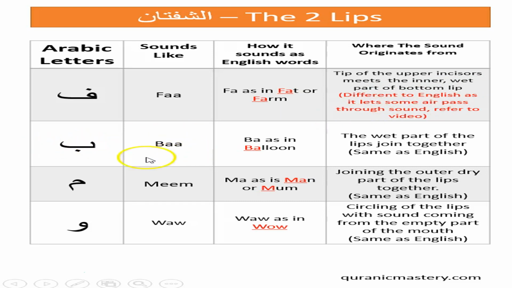The next letter to be pronounced from the lips is ba, exactly the same as English. There's no difference at all. And the next one is mim, again exactly the same as English, no difference at all.